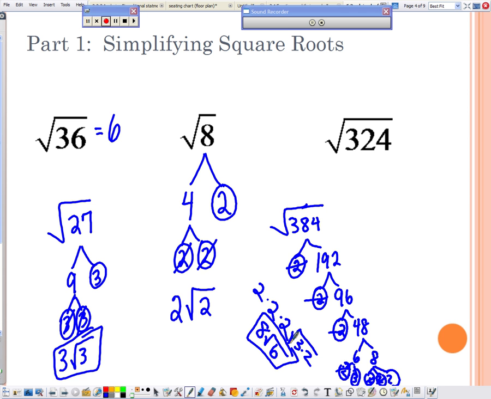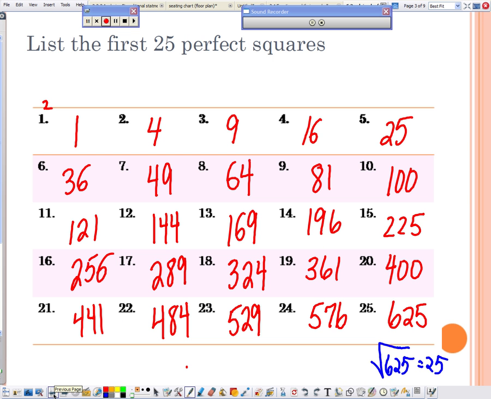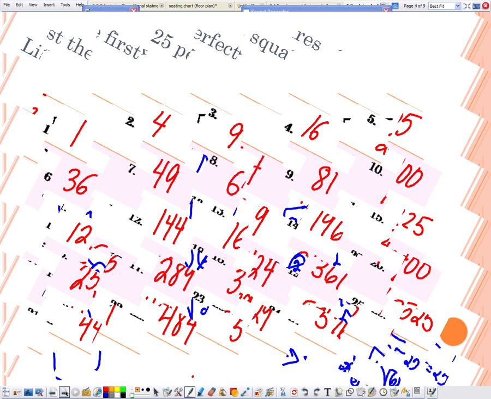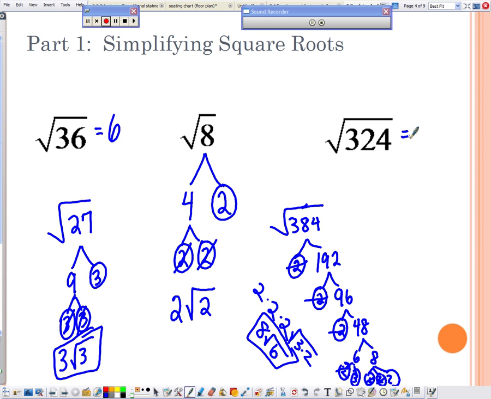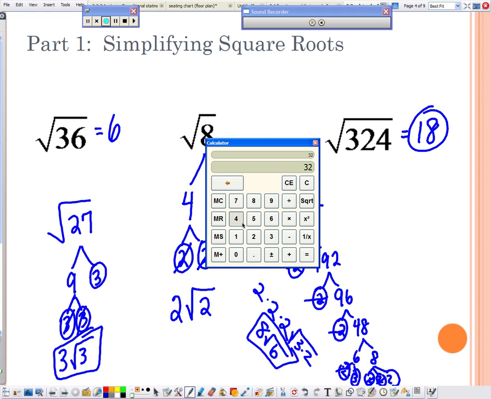Okay? 324, if you remember back from our perfect squares, it's always nice if you can look back at this number. Here's 324, so the square root of that one would actually be 18. Okay? You can use a calculator to test them. So we could have taken the square root of 324 and found out that it is a perfect square, 18. Okay? So you can just write the 18.